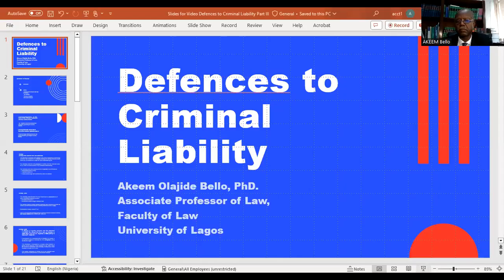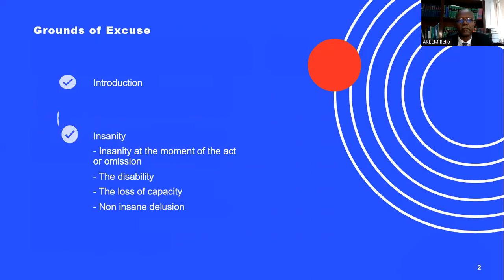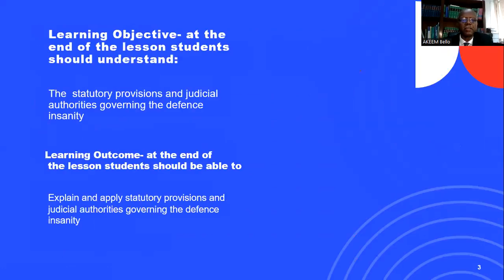In this particular presentation, we'll be looking at the defense of insanity. So I will share my slides in a minute so that you'll be able to follow the presentation. Like I've said, we'll be looking at the defense of insanity, and we look at insanity at the moment of the act or omission. We'll look at the disability and the loss of capacity. And in another presentation, we'll look at non-insane delusion.